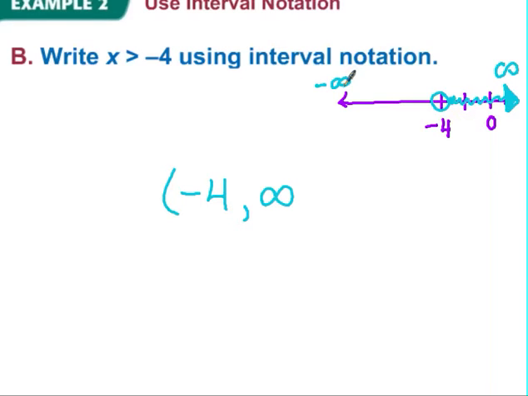Negative infinity. Okay, now the thing about infinity is it's not a number. So since it's not a number, whenever you use infinity, it will always have a parenthesis. So whenever you write down infinity, you never have to think, oh, is it a parenthesis or a bracket? It's always a parenthesis. And there you go.